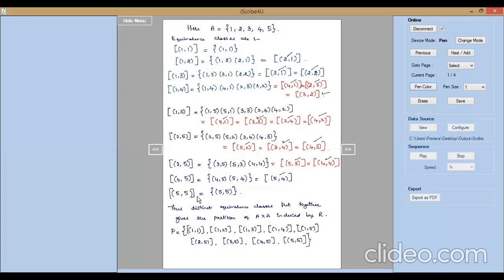So this is the partition set of A cross A induced by the relation R. Observe the definition or the property of a partition. When you take A1 union A2 union A3 and so on, the union of all those gives you the Cartesian product A cross A here. And any two sets you consider are disjoint: the intersection between any two of these sets is a null set. So that's the definition for a partition of a set.